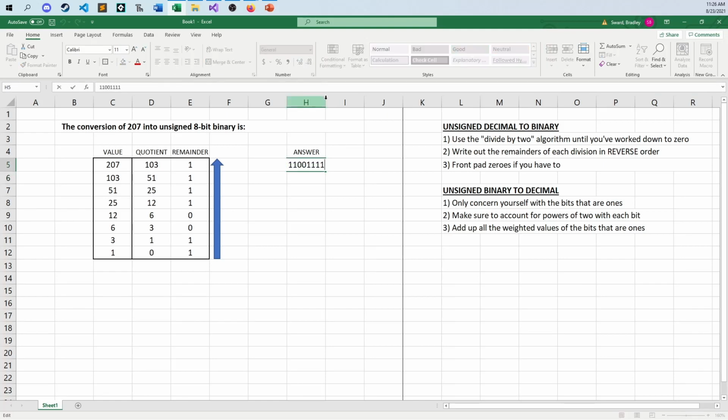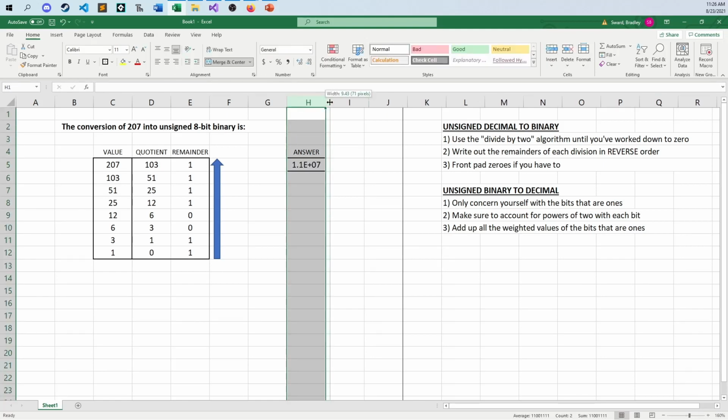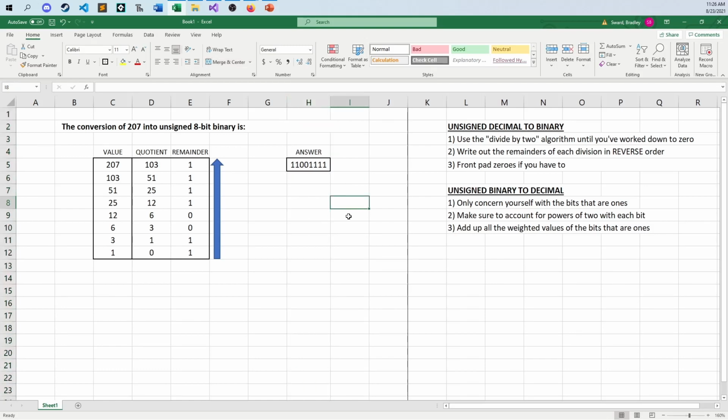Let me see if I can get that. I don't know how I formatted that number here. There it is. Okay, and so 48. Yep, this is the correct answer. This is 207 in binary. And again, in a couple seconds now, I will show you how to do the reverse, how to take this and convert my way backwards.